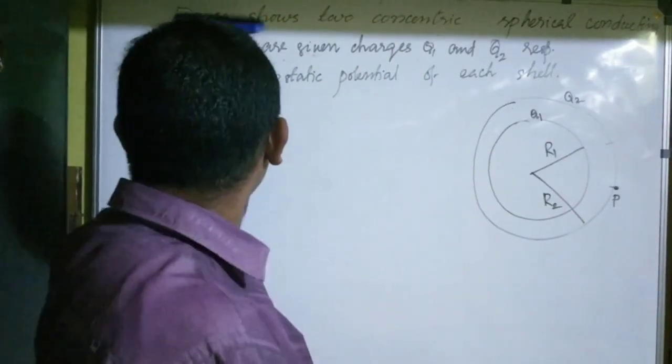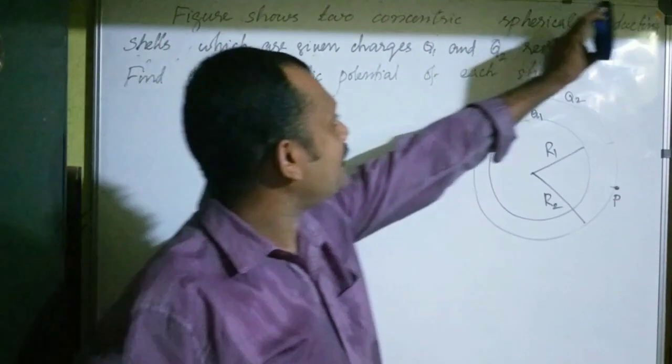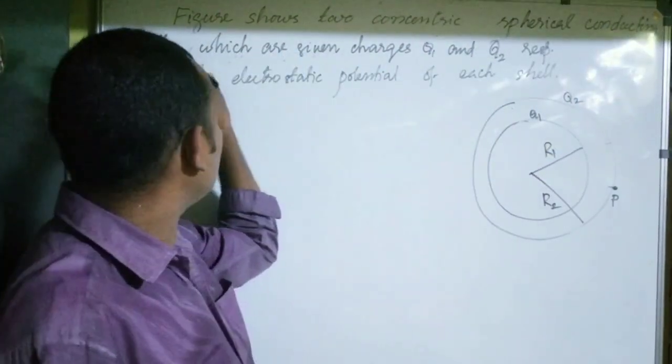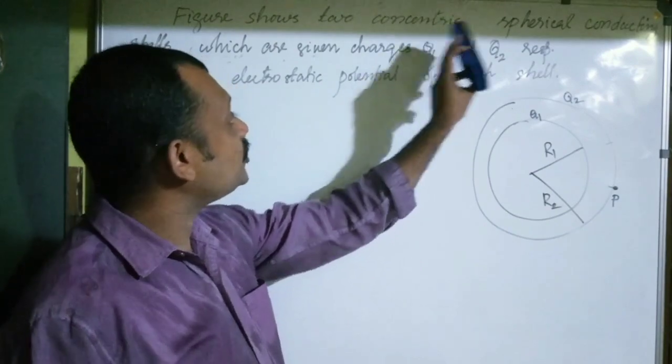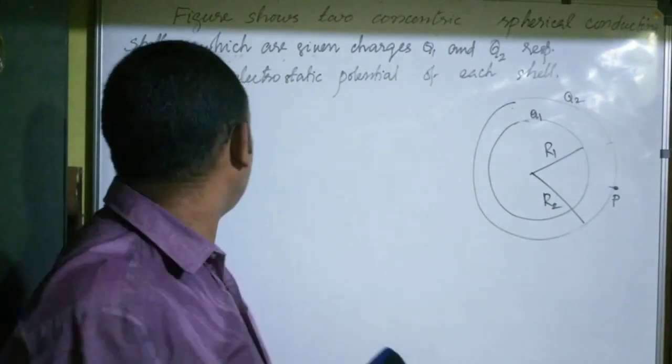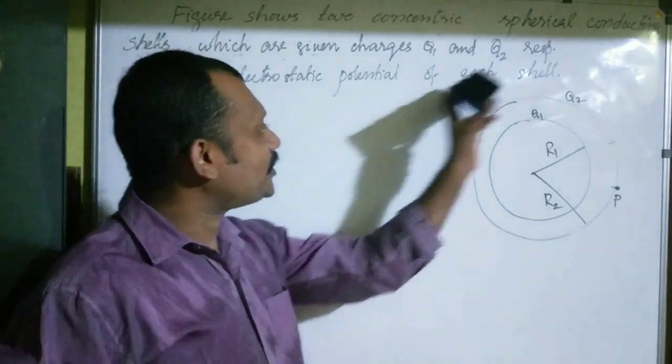Hi friends, look at the question now. Figure shows two concentric spherical conducting shells which are given charges Q1 and Q2 respectively. They are asked to find out the electrostatic potential of each shell.